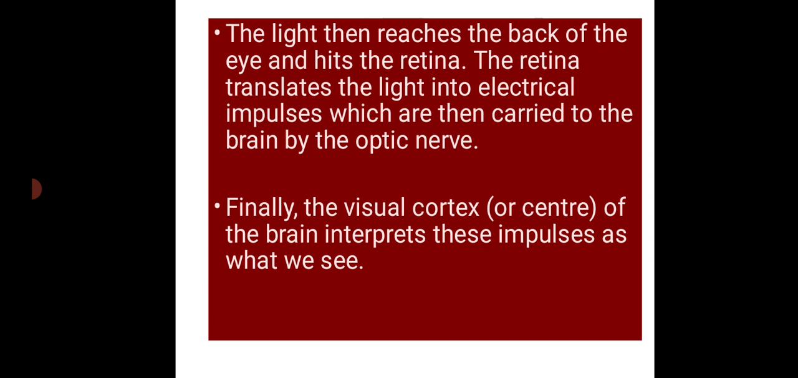You can see that the parts of the eyes are very, very important. Don't forget that the white part of the eye is the sclera, the black part of the eye is the pupil, the colored part of the eye is the iris. And also we have the rod cells and the cone cells, which are the photoreceptors.